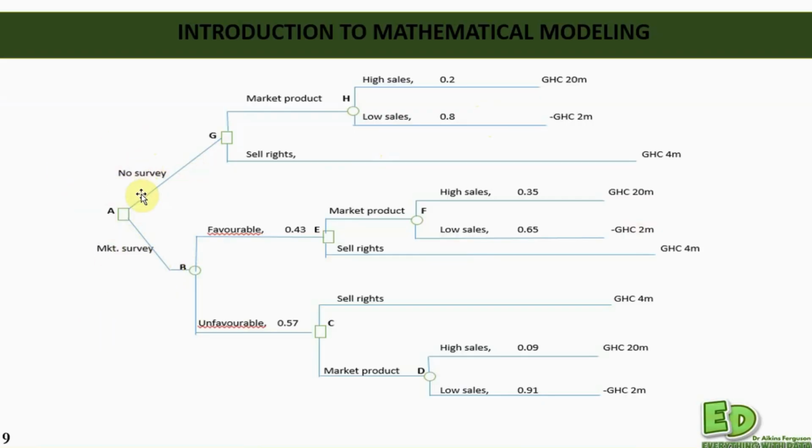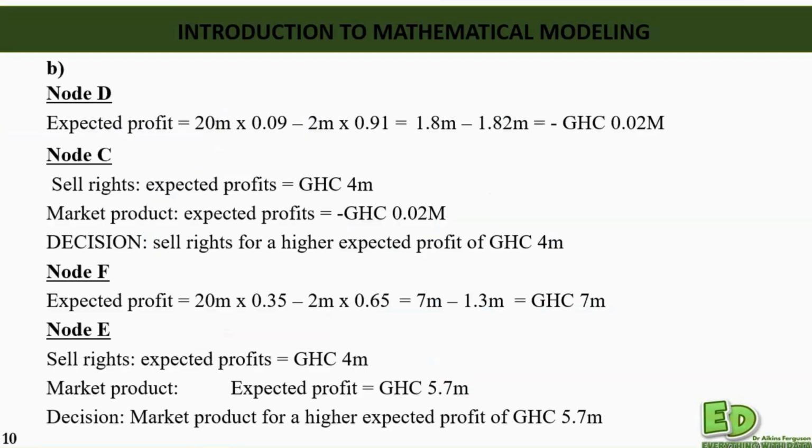What's the decision you are making? Are you going to sell the rights, or are you going to select the market survey based on the value you have? So, the folding back process. Let me try and explain some of it in detail.